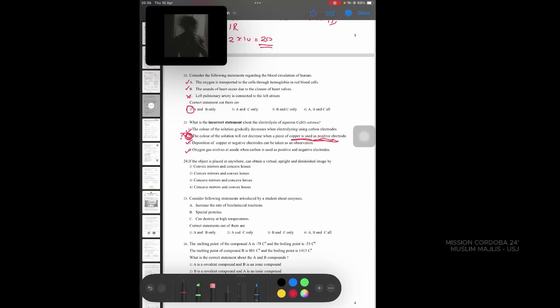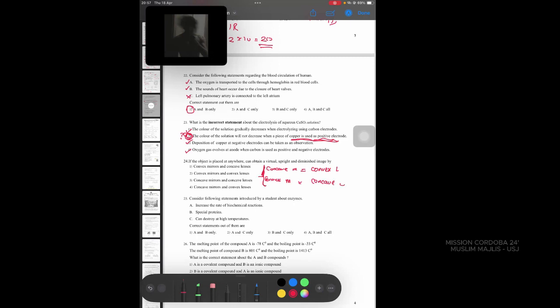If an object is placed anywhere, you can obtain a virtual, upright, diminished image. Now, the best way to understand this, the trick, is that a concave mirror will act as a convex lens. I mean, when you draw the ray diagram, the concave mirror ray diagram will be somewhat equal to the convex lens. A convex mirror is equal to a concave lens. If you know this theory, that is more than enough.